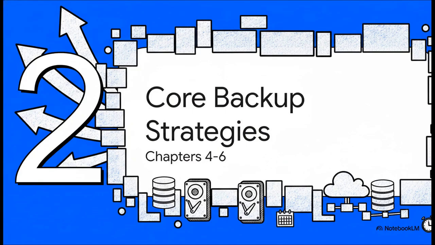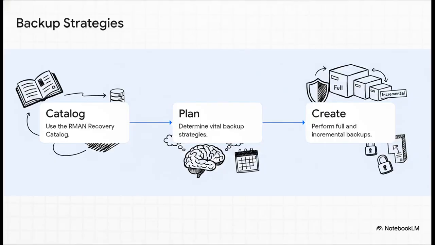Let's move on and see how this builds as we enter Phase 2, Core Backup Strategies, covering chapters 4 through 6. This is where we get proactive. The playlist breaks down the exact progression you need to follow. Chapter 4 shows you how to organize all your various backup records using the RMAN recovery catalog. Next, Chapter 5 teaches you the vital strategies for actually planning out those backups. And then Chapter 6 gets into the real heavy lifting, creating them.